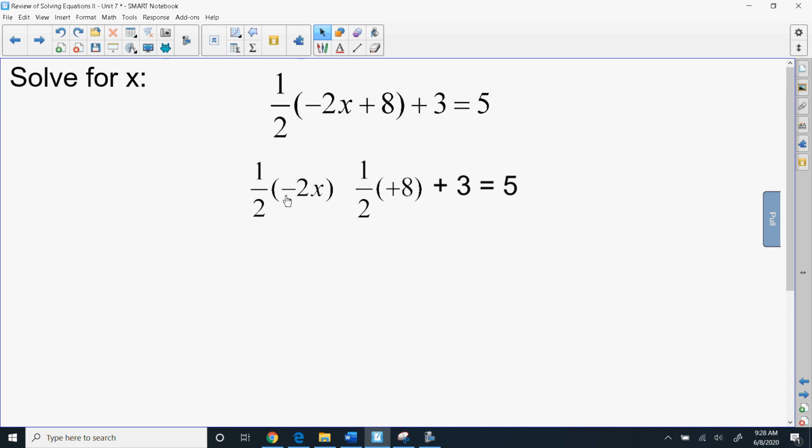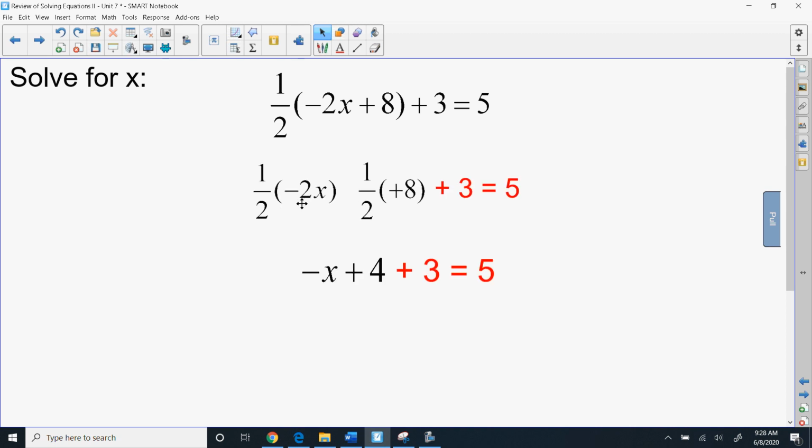All right, so let's simplify this. Half of negative 2x would be negative x. Half of plus 8 would be plus 4. Don't forget we have a plus 3 equal 5. So now we have a simpler equation because we distributed, and now we have like terms here. So we're going to do an extra step. We have to combine these constants here. We have a plus 4 and we have a plus 3. So let's add them up.